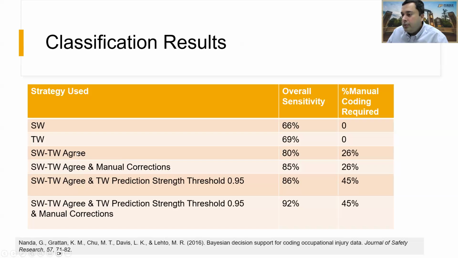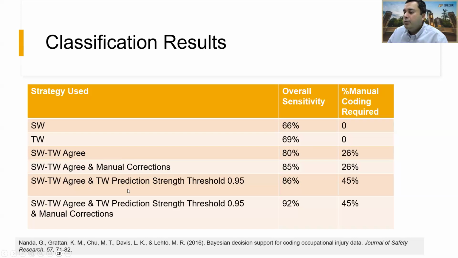The approach that we used was, if the two models, the single word and the two word model, agreed, then we take the prediction of that model. If they did not agree, we would filter those for expert review. In this case, we look at the overall sensitivity, which is the accuracy of the model. The single word model by itself was 66% accurate, and the two word sequence was 69% accurate. But after filtering 26%, on the remaining data the accuracy was 80%, where the predictions from both models agree. If we assume that these 26% of cases will be coded accurately by the human coders, the overall accuracy estimate was 85%.